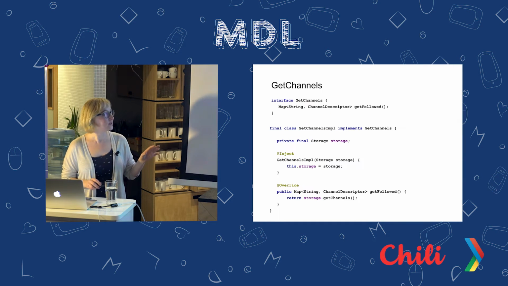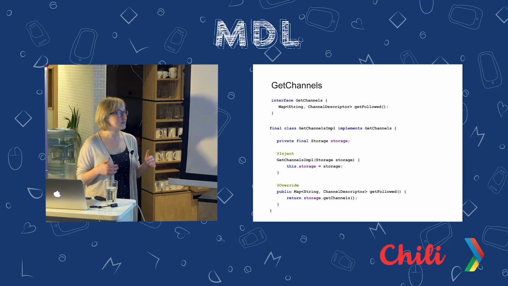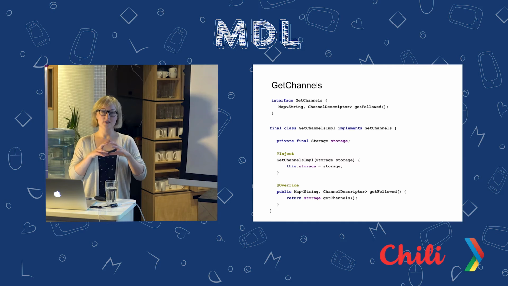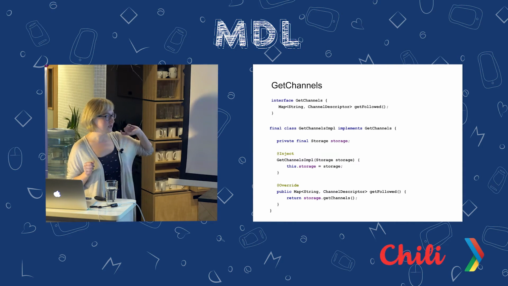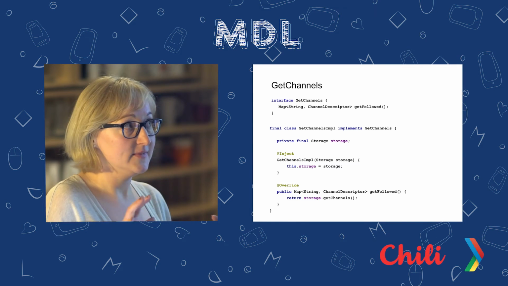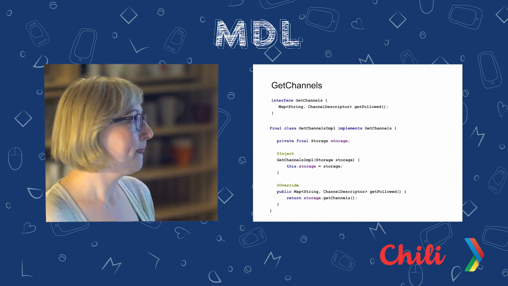First of all, we're going to take a look at the model. It's really, really simple. It provides the list, the map of channels that the user is following. It has an interface and an implementation. The storage, as I said before, is a local database, I can say. It's cached data saved on your phone.